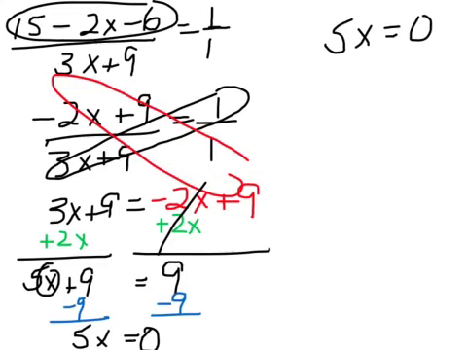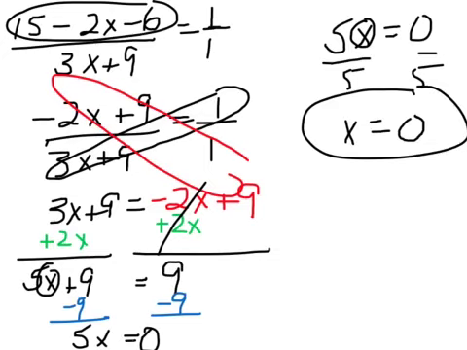5x equals 0. And if I divide both sides by 5 to get the x by itself, what's my answer going to be? Just 0. And 0 divided by 5 is 0.